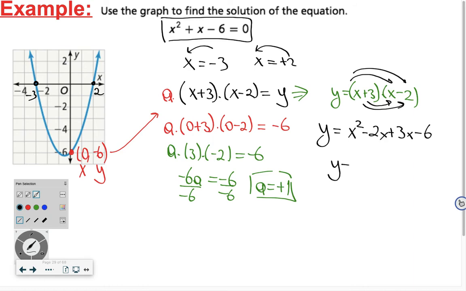After this, y is equal to x squared, combine the like terms, plus x minus 6. This is the standard form. If you want to find the solution or zeros of this function, you need to make it equal to 0, which is equal to the equation which is given in the beginning.